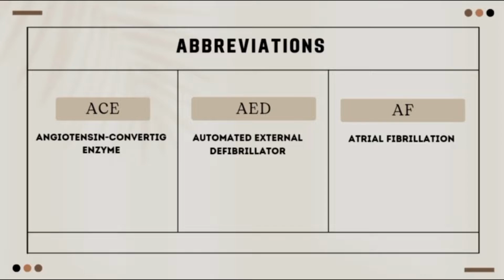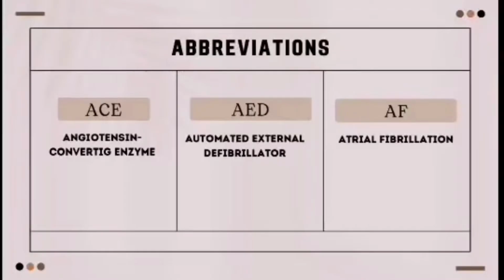It is a central component of the renin-angiotensin system which controls blood pressure by regulating the volume of fluids in the body. An AED or automated external defibrillator is used to help those experiencing sudden cardiac arrest. It's a sophisticated yet easy to use medical device that can analyze the heart rhythm and, if necessary, deliver an electrical shock or defibrillation to help the heart reestablish an effective rhythm.